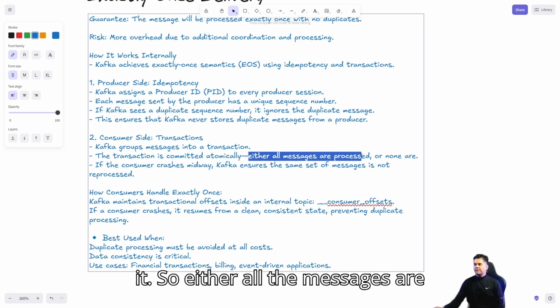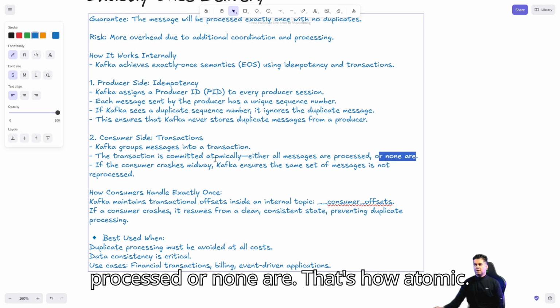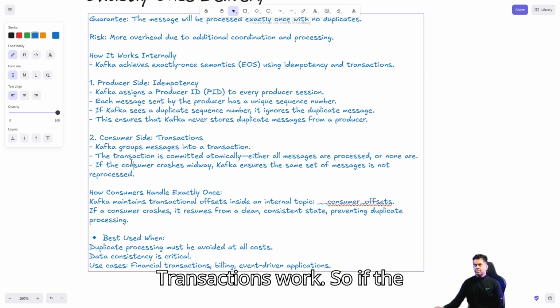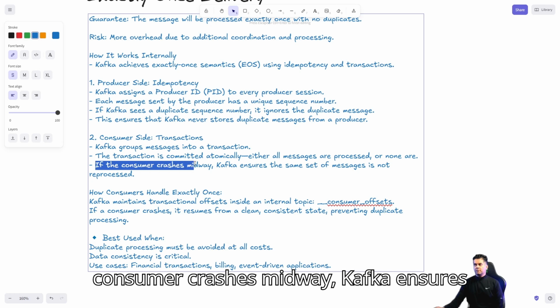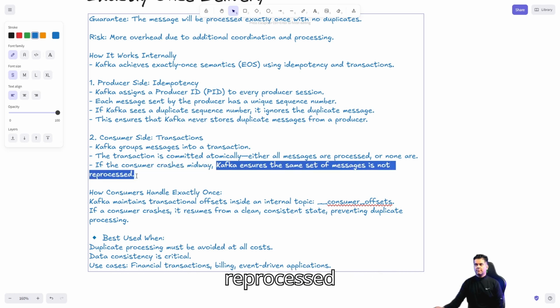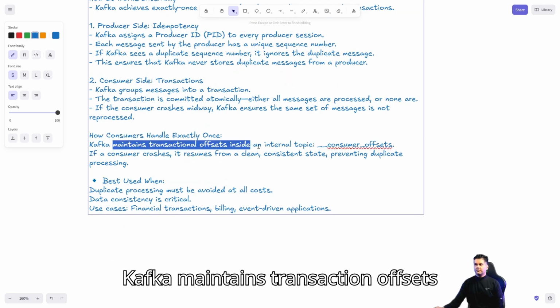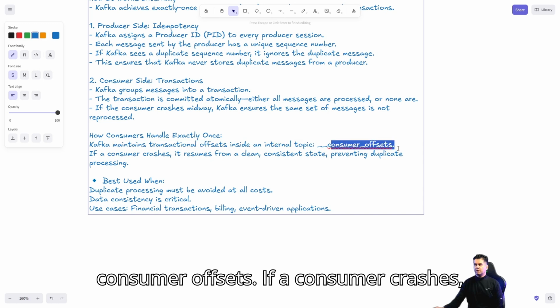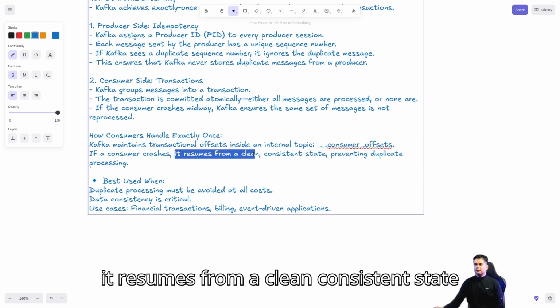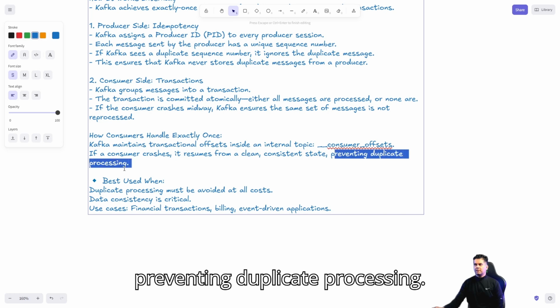So either all the messages are processed or none are. That's how atomic transactions work. So if the consumer crashes midway, Kafka ensures the same set of messages is not reprocessed. How do consumers handle exactly once? So Kafka maintains transactional offsets inside an internal topic, which is consumer offsets. If a consumer crashes, it resumes from a clean, consistent state, preventing duplicate processing.